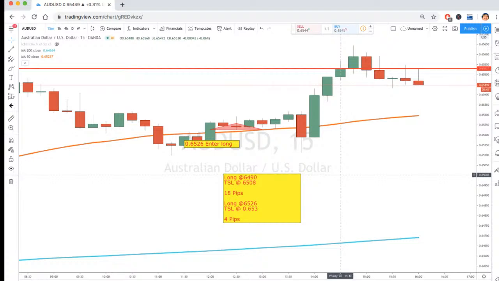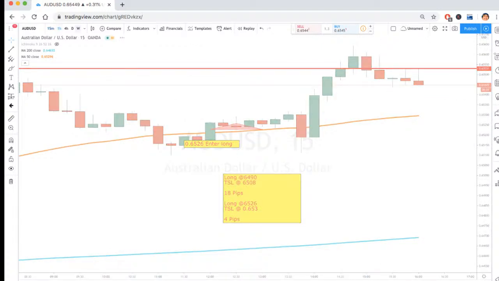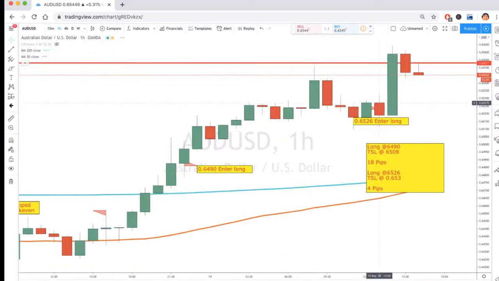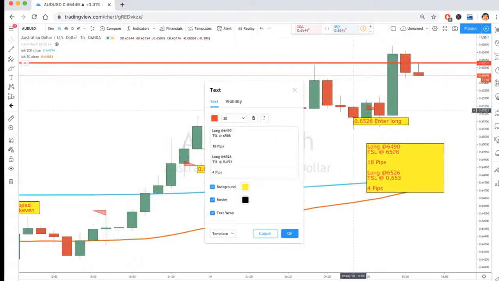If we break below this, it might be game over. Break below this moving average, we would have a downtrend. Price doesn't seem to be respecting this. Let's move our stop loss higher.